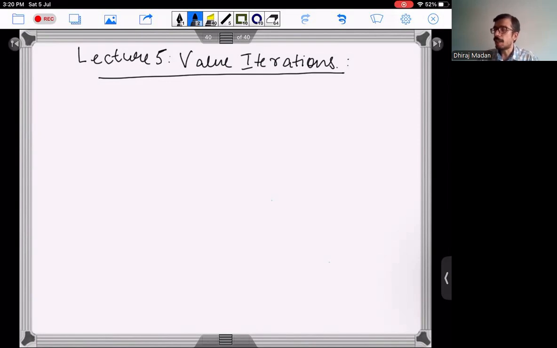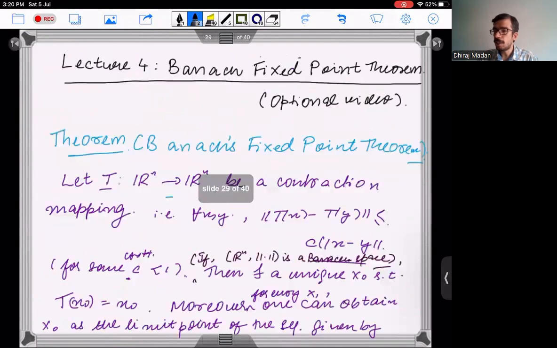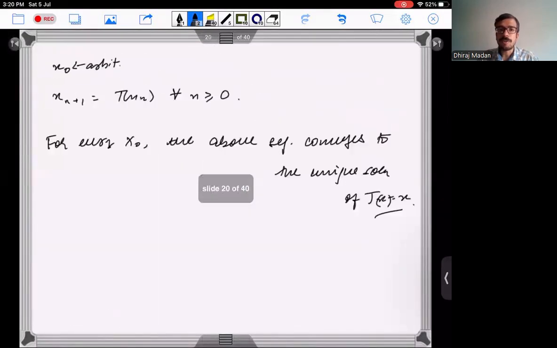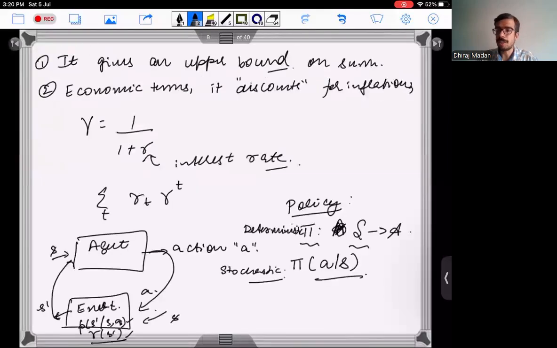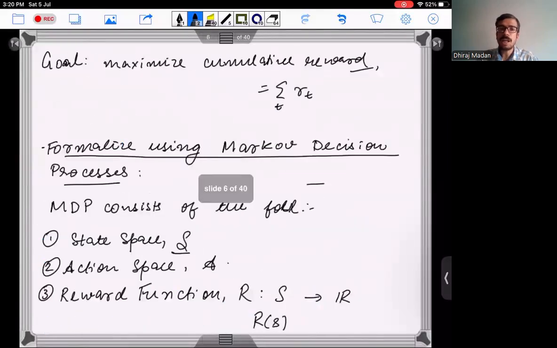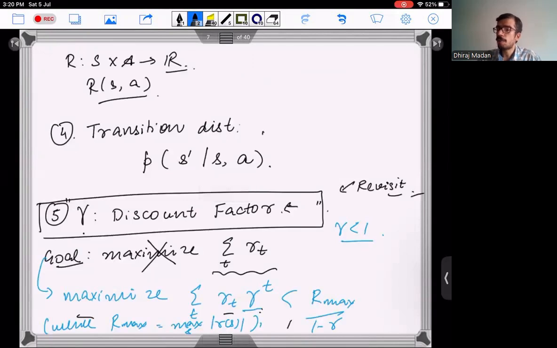So in the last few lectures, we had initially defined the idea of a Markov decision process. We had defined the notion of a policy and we had seen how to compute the value function corresponding to a given policy. So just to recap, a Markov decision process consists of a set of states, an action space. It consists of a reward function, discount factor, and the transition distributions.